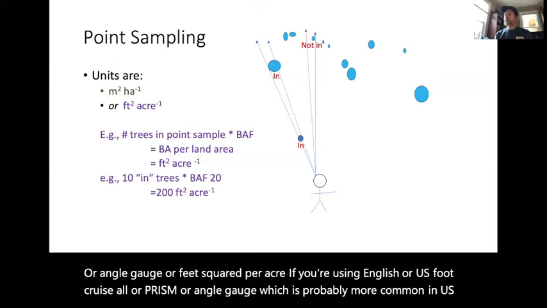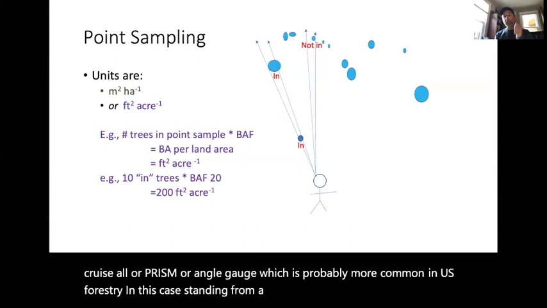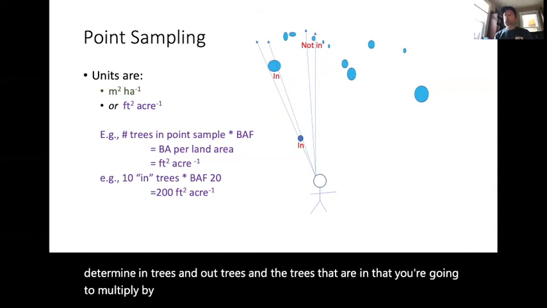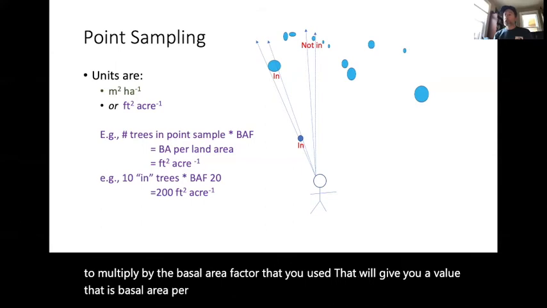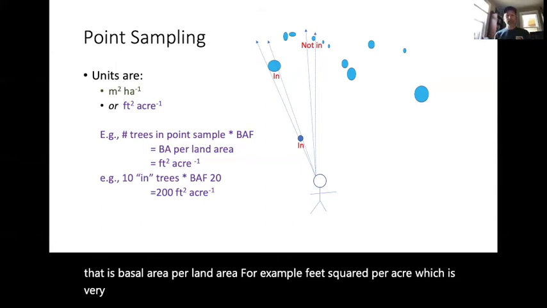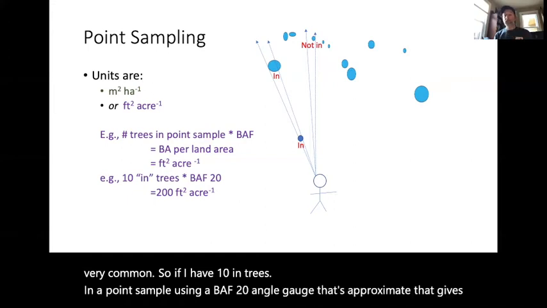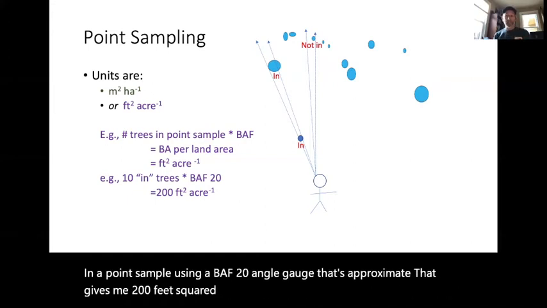In this case, standing from a central point, you're going to determine in trees and out trees. And the trees that are in, you're going to multiply by the basal area factor that you used. That will give you a value that is basal area per land area, for example, feet squared per acre, which is very common. So if I have 10 in trees in a point sample using a BAF 20 angle gauge, that gives me 200 feet squared per acre of basal area.